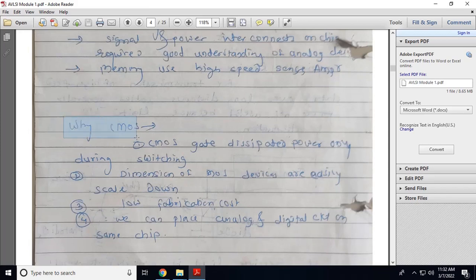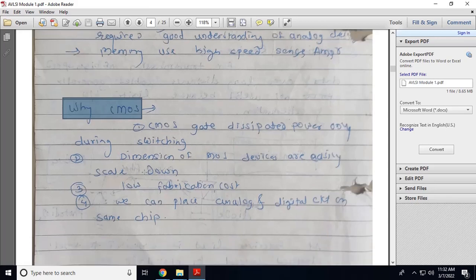Now why do we go for CMOS? The first reason is that a CMOS gate dissipates power only during switching. The dimensions of CMOS devices, MOS devices, can easily be scaled down. We can easily reduce the size of a MOSFET, that is the width W and length L. There is also low fabrication cost for CMOS, and we can place analog as well as digital circuits on the same chip.